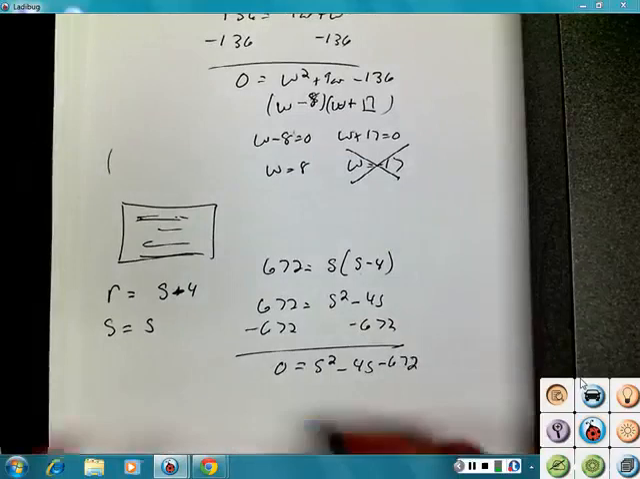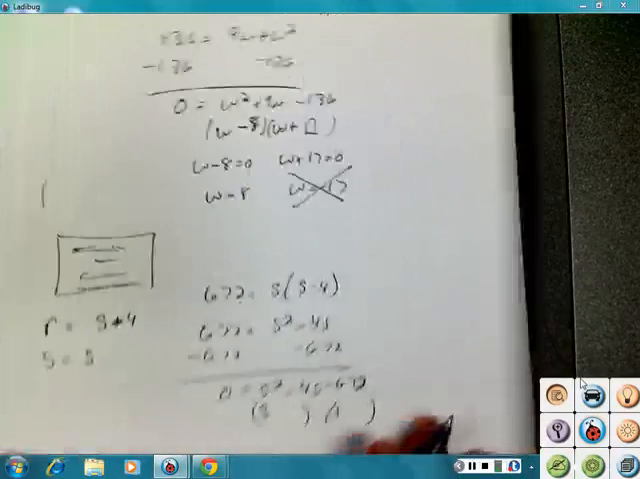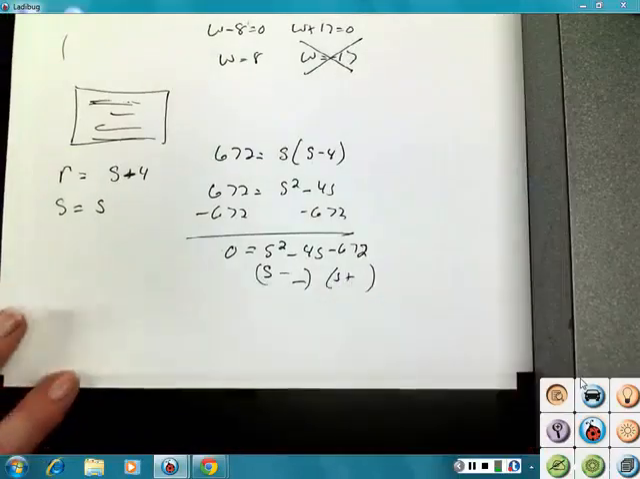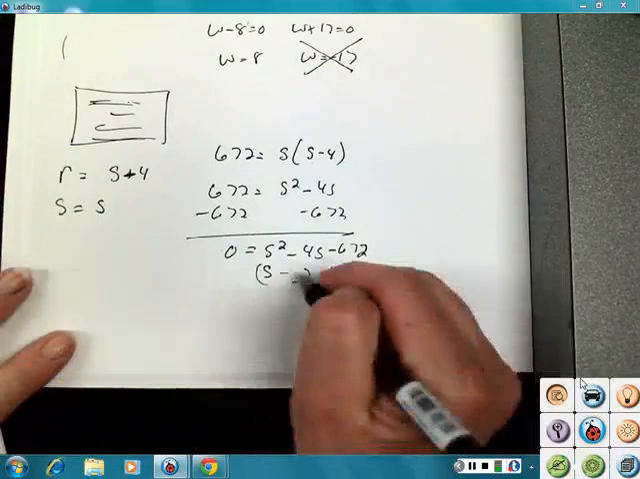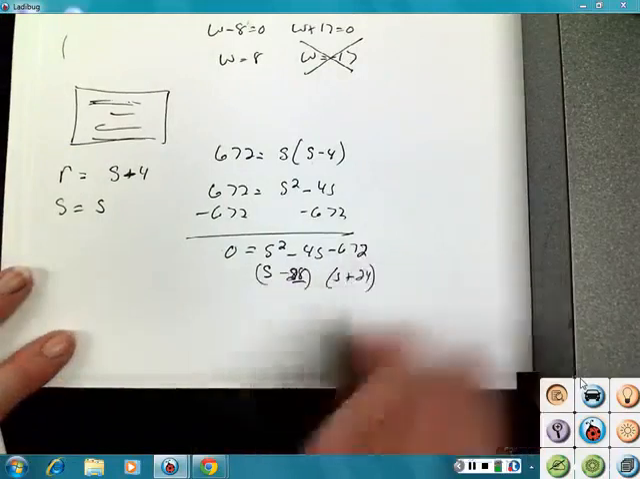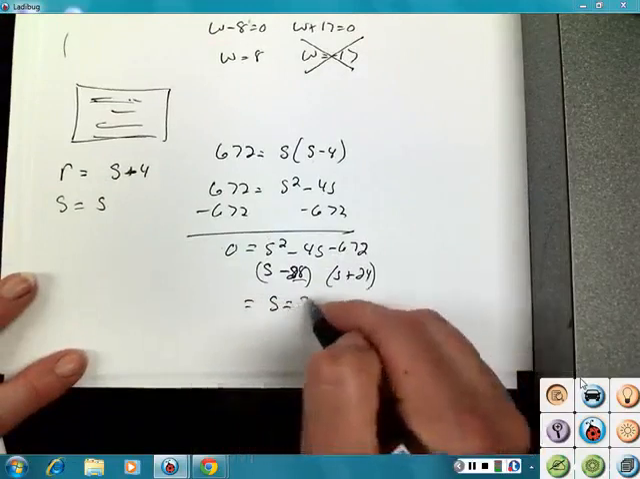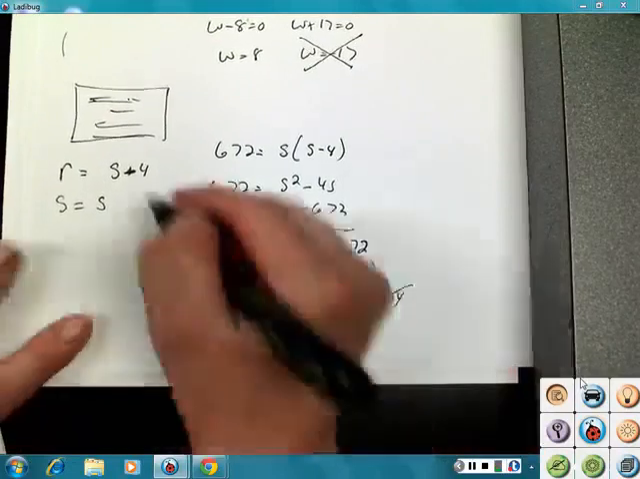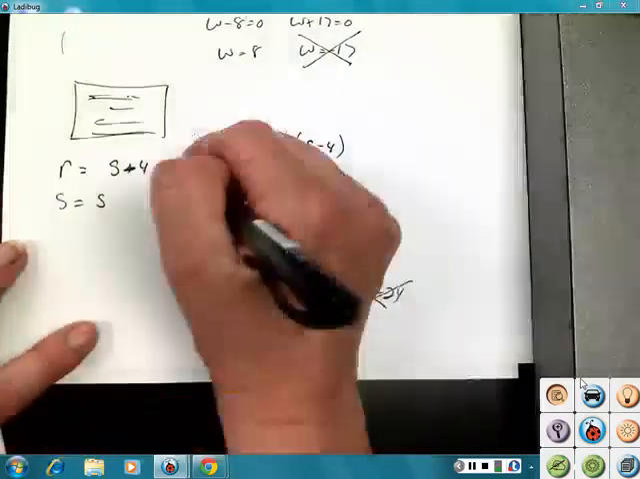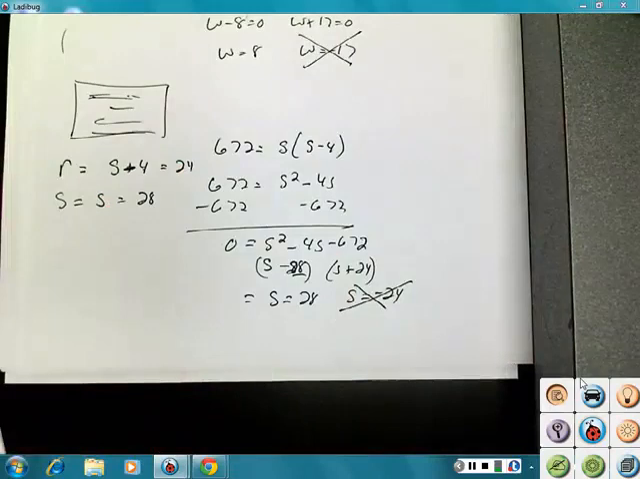And if I take that and factor it, same as I did before, one's going to be negative, one's going to be plus, but the negative needs to be bigger. So 672 divided by 24 is 28. Yep, that's what we need. So I need a negative 28 and a positive 24. So S could be 28 and S could be a negative 24. Can't use a negative 24. And so my rows are 28 minus 4 or 24. My seats are 28, and it asks me how many rows of seats are there? So there's 24 rows.